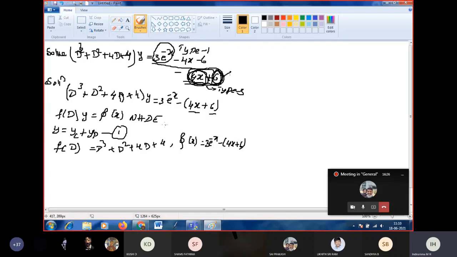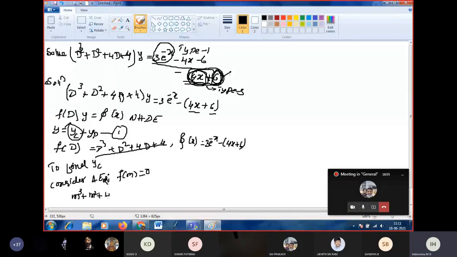Okay. Since it is non-homogeneous, y is equal to yc plus yp. First we have to find yc. To find yc, consider the auxiliary equation, f of m is equal to 0. What is f of m? Since it is f of d, replace d by m to get the auxiliary equation: m cube plus m square plus 4m plus 4 is equal to 0.